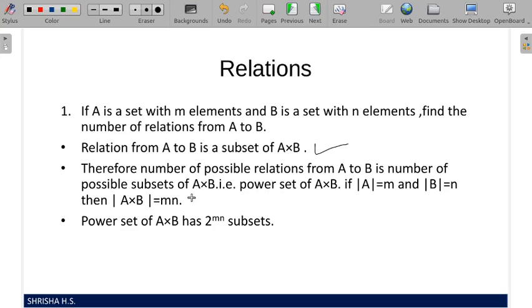The number of possible subsets of A cross B is equivalent to asking: what is the number of elements in the power set of A cross B? If A has m elements and B has n elements, then A cross B has mn elements. Now if A cross B has mn elements, then the power set of A cross B will have 2 to the power of mn subsets. So this is the number of relations possible from A to B, with A having m elements and B having n elements.